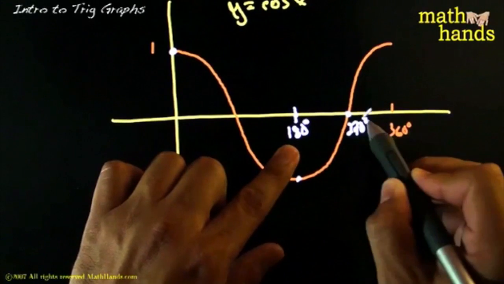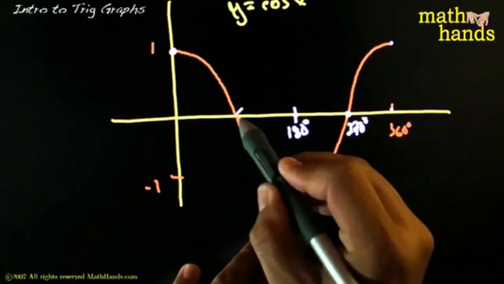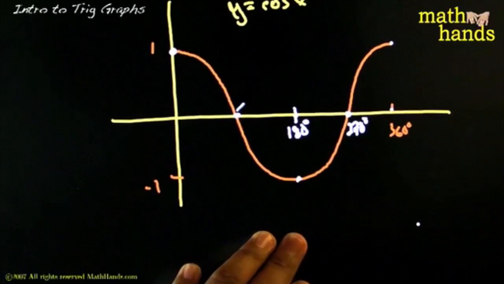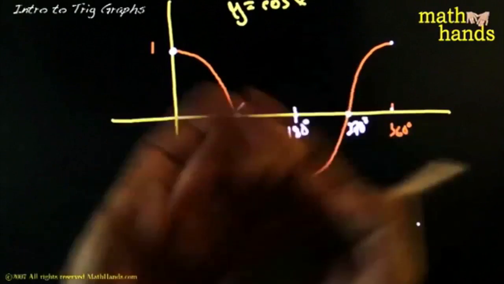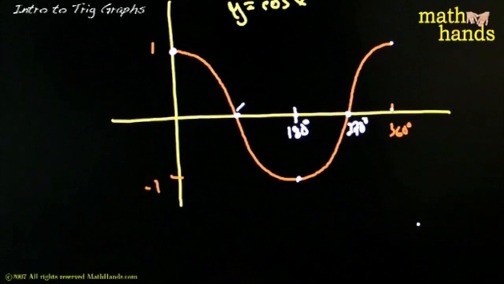between 180 and 360, you find 270. What's cosine of 270? 0. What's cosine of 360? 1. What's cosine of 90? 0. See, famous points on the cosine graph. Super famous graph. Graph of the cosine function.